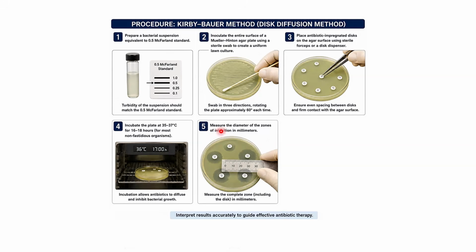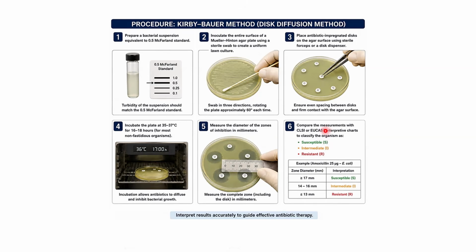So after the incubation, we measure the diameter of the zones of inhibition in millimeters, either by using a ruler or a vernier caliper or a zone reader. So once we are done with this, we compare our result with the CLSI or the EUCAST interpretive chart to classify our bacterium or organism as susceptible, intermediate, or resistant.